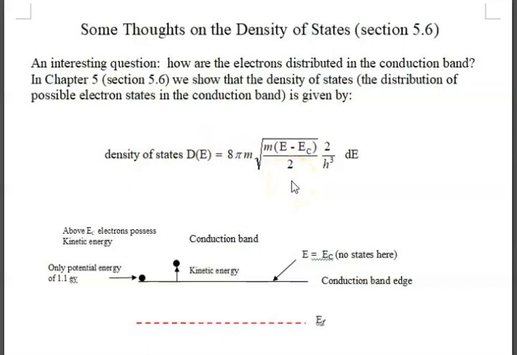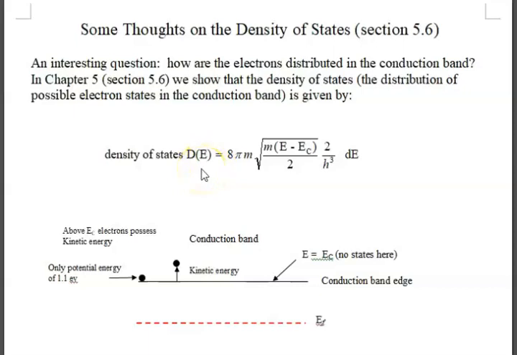Now, what is the density of states? Well, I like to compare this to mailboxes and letters. The mailboxes would be the density of states, and the letters would be the particles. In order to have a letter in a mailbox, first you have to have the mailbox. You have to have a state there.